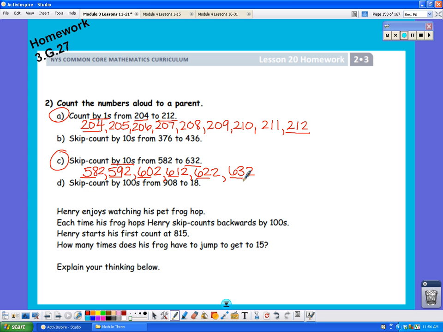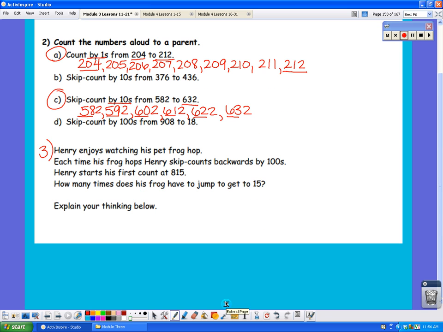Let's look at the bottom. I'm going to call this number 3. Henry enjoys watching his pet frog hop. Each time his frog hops, Henry skip counts backwards by 100. So he's going to be counting backwards or counting back by hundreds. He starts his first count at 815. How many times does this frog have to jump to get to 15? So this is our ending.